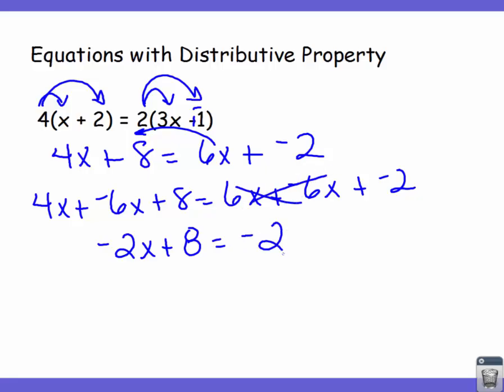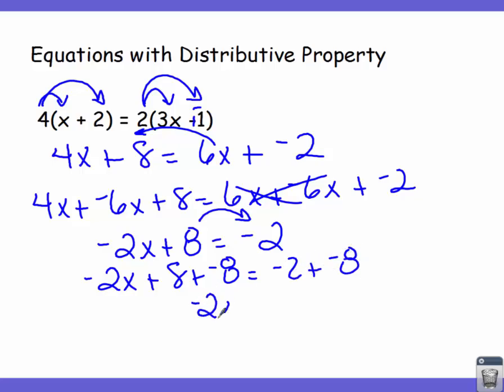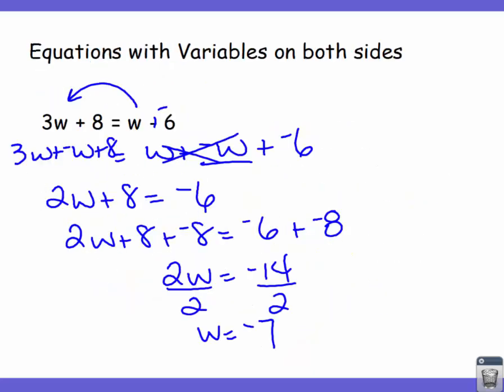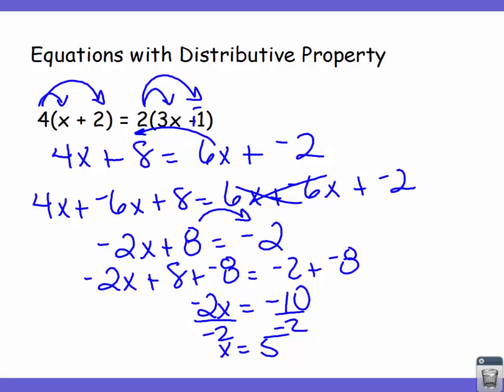Now this problem looks just like one of these two-steppers. Right? So now I get the 8 over to be with the -2. So -2x plus 8 plus its opposite of -8 equals -2 plus -8. So we end up with -2x is equal to -10. Divide both sides by -2. We end up with x equals 5. So as you notice, all of the equations kind of build upon each other. Okay, so that's what we're going to be working on today, solving those kind of questions.